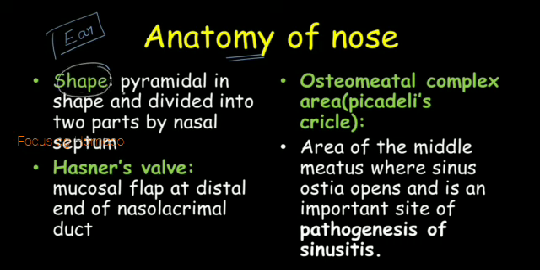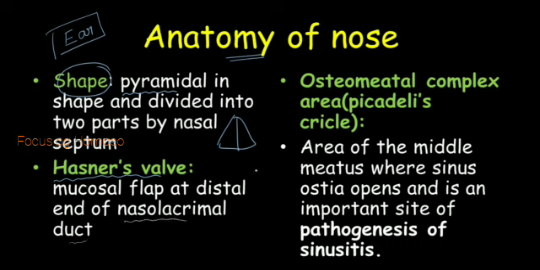The shape is pyramidal, and it is divided into two parts by the nasal septum. Then comes Hasner's valve. What is it? It is none other than a mucosal flap of the nasolacrimal duct.